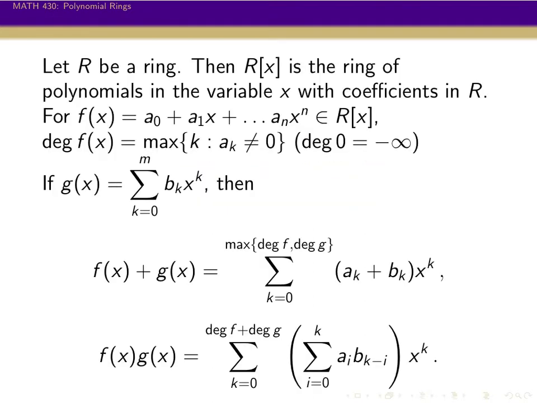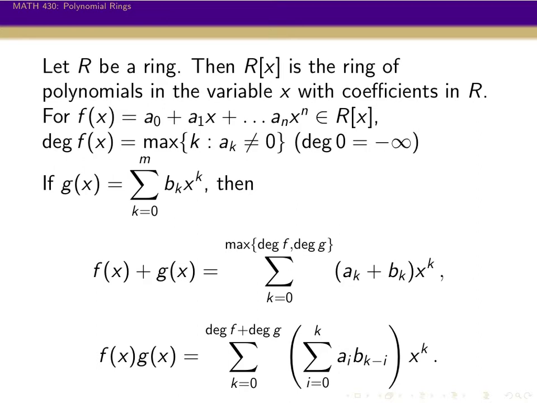So let's just go over briefly what a polynomial ring is. You start with any ring R, and then R adjoin X is the ring of polynomials, and that means that every element in this ring is going to look like some f of x, which is equal to a naught plus a1 times x plus dot dot dot up to an times x to the n. The degree of a polynomial is going to be the index of the maximum non-zero coefficient.